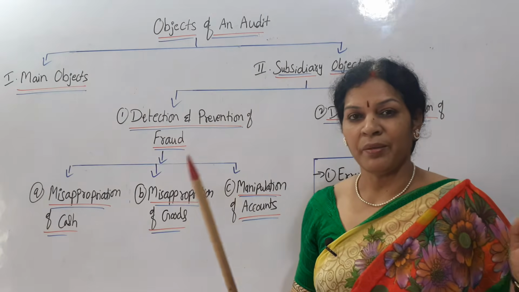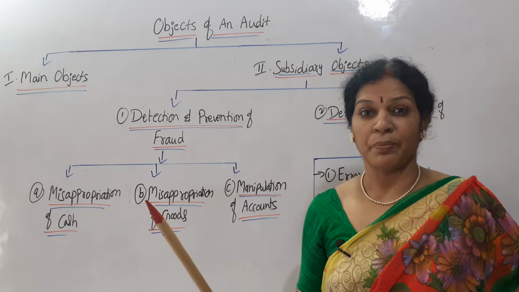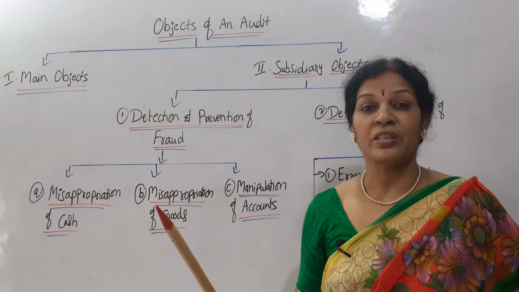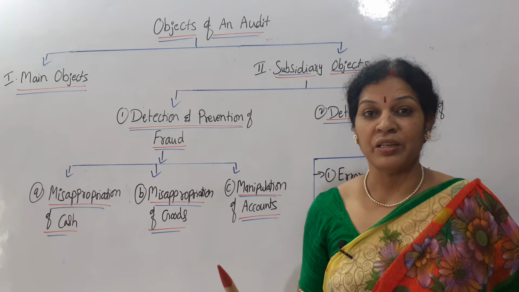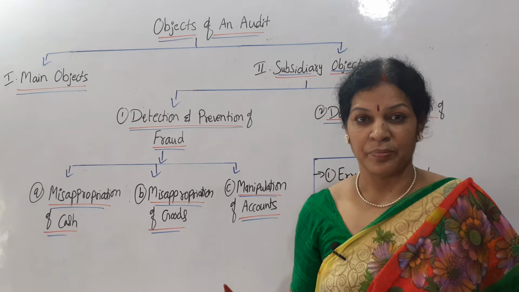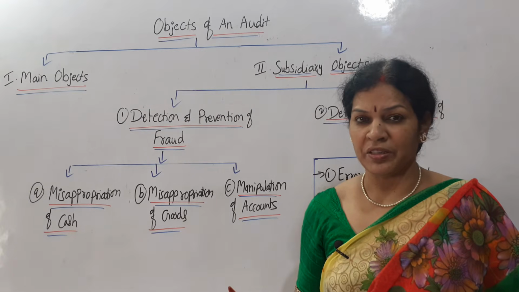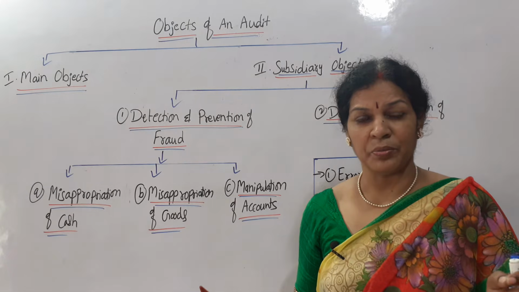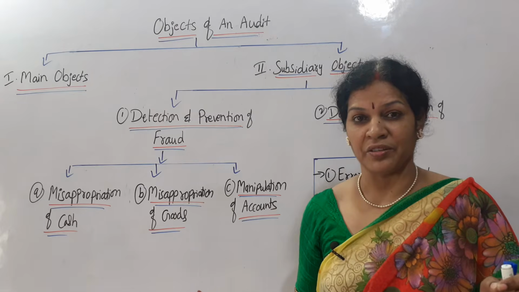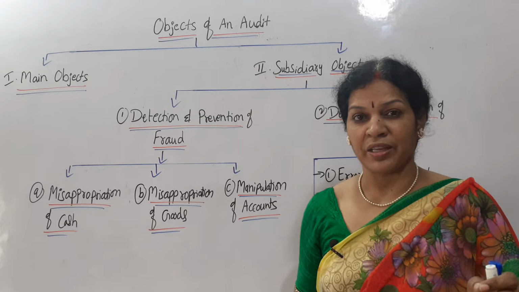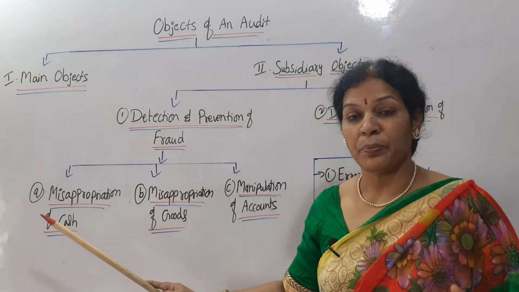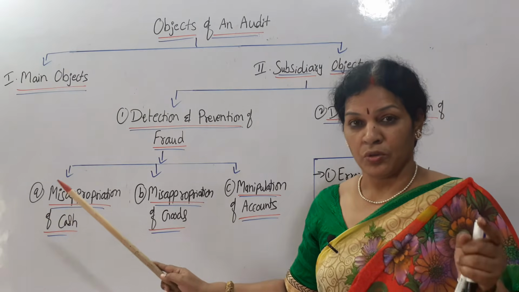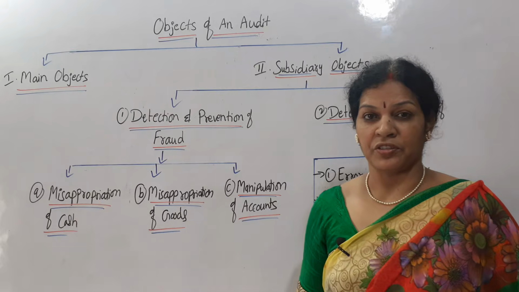There are n number of examples you can take. Misappropriation of cash. Who is having more opportunities? The accountant who is dealing with the cash book, the accountant who is preparing journal entries, the accountant who is preparing ledger accounts, the trial balance, and who is dealing with the cash book. All these people have more opportunities to do this misappropriation of cash.